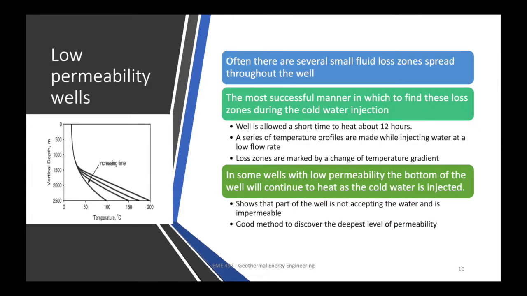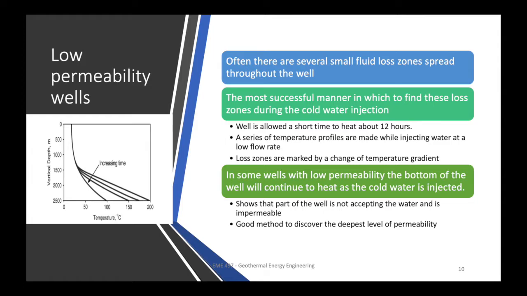As previously discussed, low permeability wells are different than high permeability wells. Often there are several small fluid loss zones spread throughout the well. The most successful manner in which to find these loss zones is during the cold water injection. During this process, the well is allowed a short amount of time to heat, which is about 12 hours.